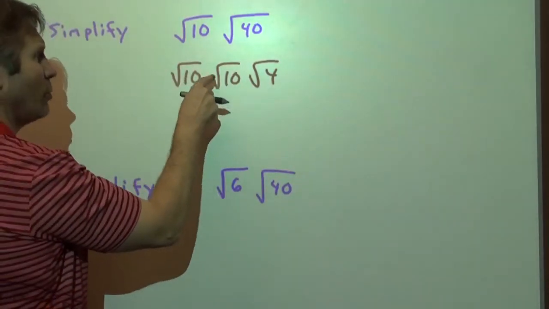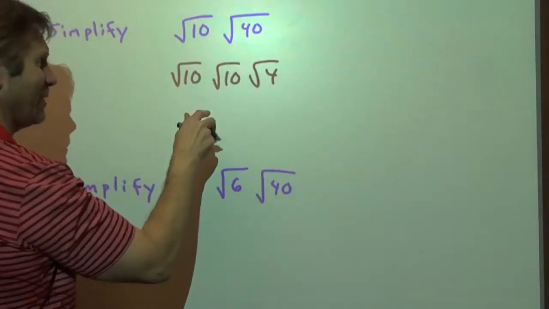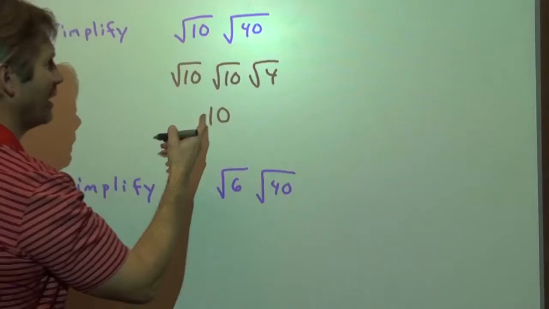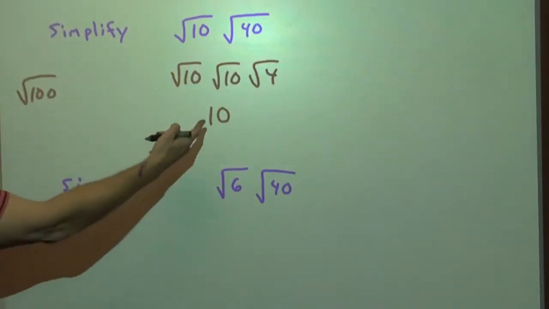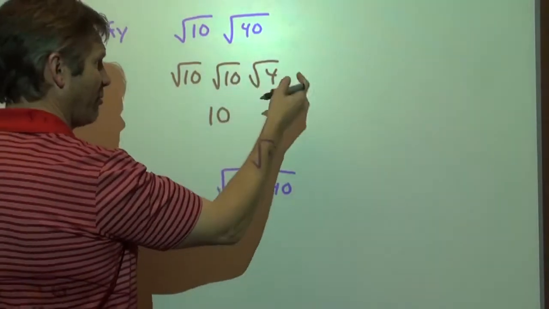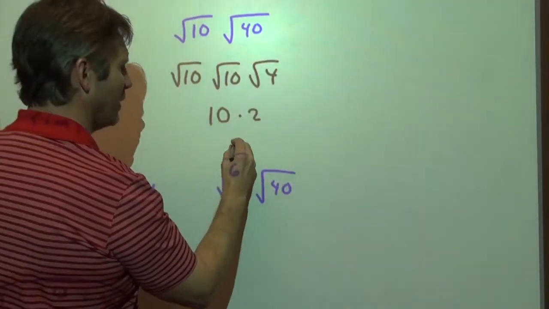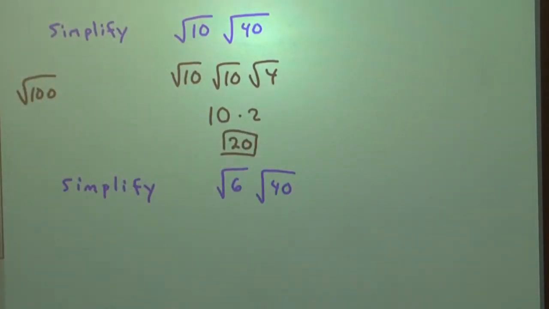Anytime we find two pairs of the same radical, whatever the radicand is, that's what the result is. Radical 10 times radical 10 is 10, because radical 10 times radical 10 would be radical 100. The square root of 100 is 10. And we know that radical 4 is going to be 2. So in the end, this is 10 times 2. So this is 20. That's our final answer there. Nothing left under a radical sign.